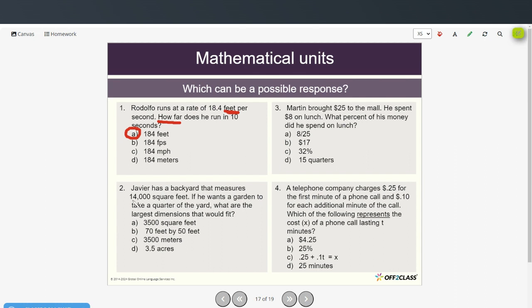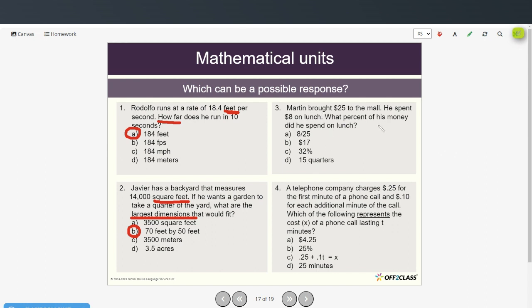Javier has a backyard that measures 14,000 square feet. If he wants a garden to take a quarter of the yard, what are the largest dimensions that would fit? So dimensions, we know we're going in square feet, so our answer would have to be 70 feet by 50 feet, because that would show 2 measurements, and that's how we would calculate dimensions.